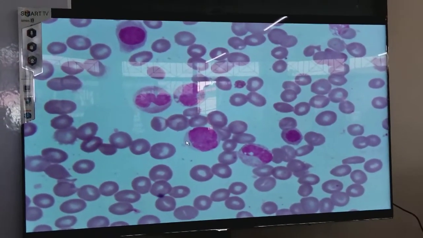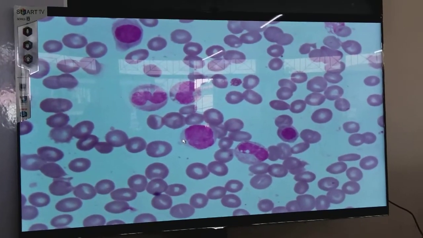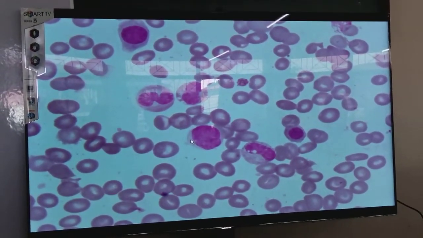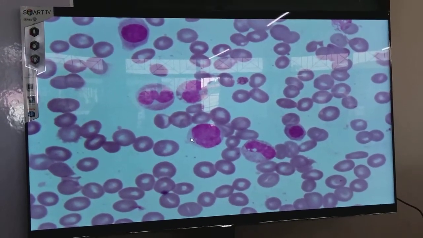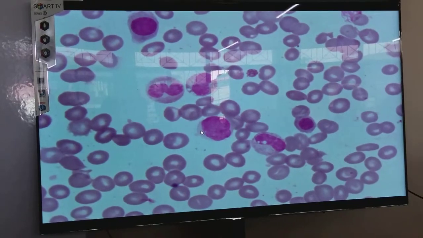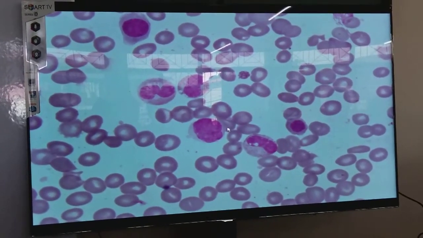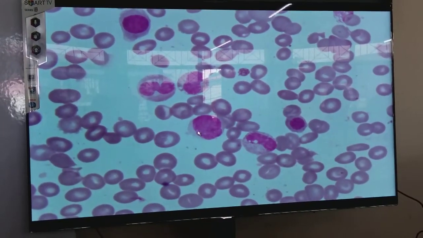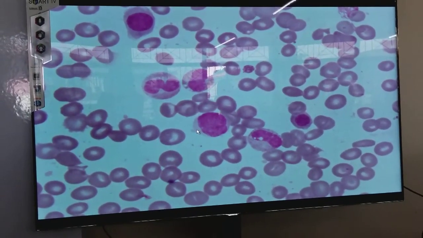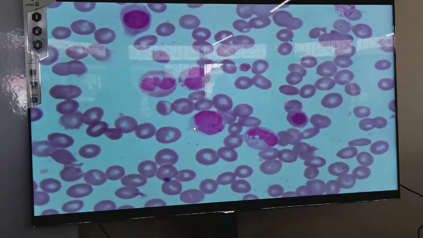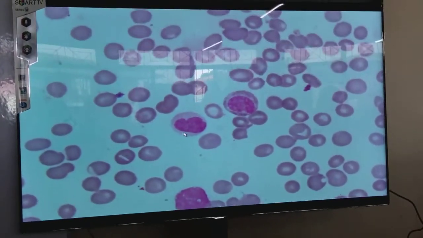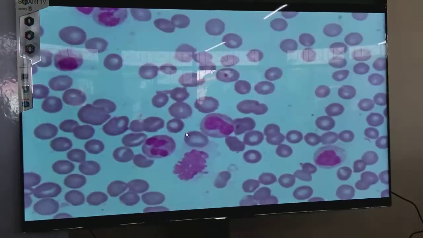Now, look at the cytoplasm of the myeloblast. Are you able to see any granule? No. So that is the identifying feature for the myeloblast: a large nucleus with scant cytoplasm without granules. Okay, the next cell following the myeloblast is the promyelocyte. Very good. How do you identify a promyelocyte?